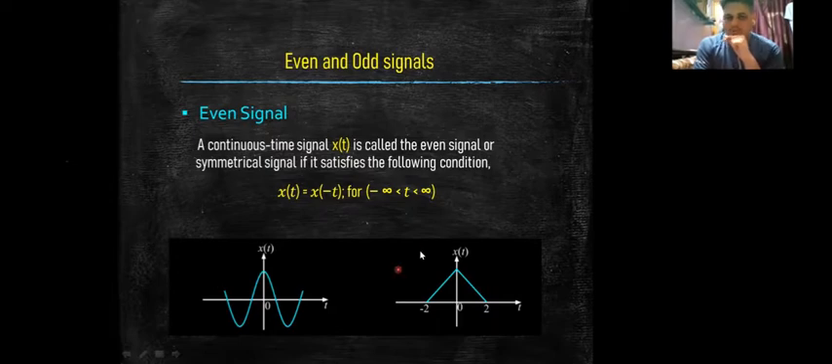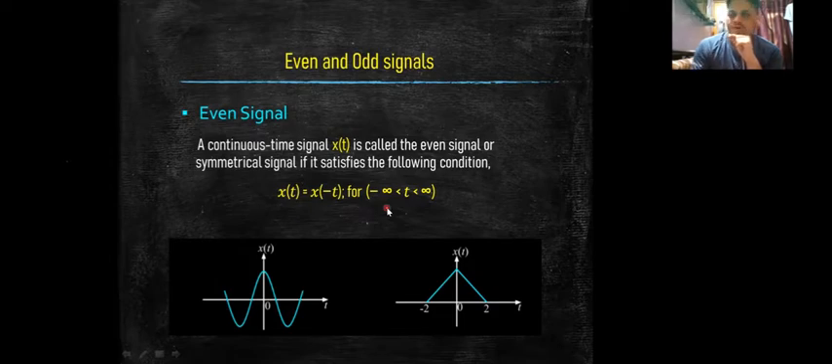Now let's take a look at this example. The concept would be clearer since here the values are given. Let us consider this first. Here x of t goes from 0 to 2, suggesting that this distance is 2, so x of 2. Now let's check if it's even. We will put minus t instead of t, so minus 2. This is the graph which we plot. Since this is a symmetrical signal and complementary to the original side of the graph, we can say that it is an even signal.